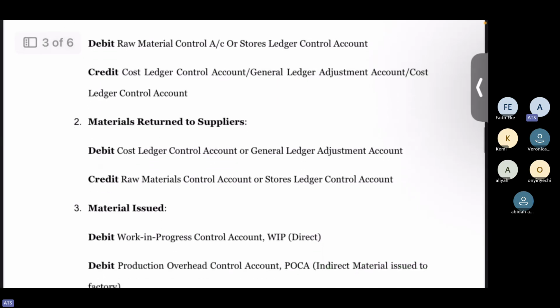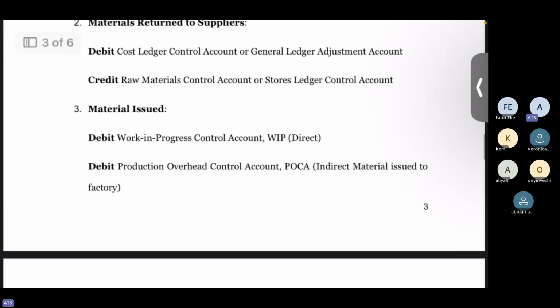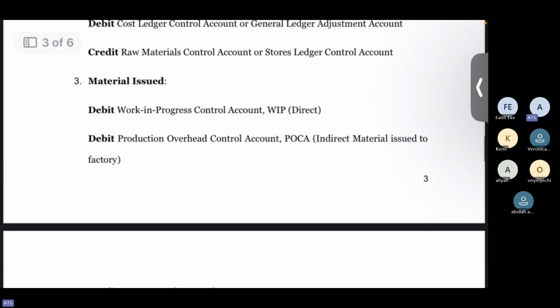Then when some of those materials are returned to the suppliers, obviously you reverse the transaction, right? You debit the cost ledger control account and you credit raw materials account to reduce it. Now, when you issue these raw materials to the factory, you send them to the factory. I hope you know that materials are both direct and indirect, right? There are direct materials, and then there are materials that form part of overheads.